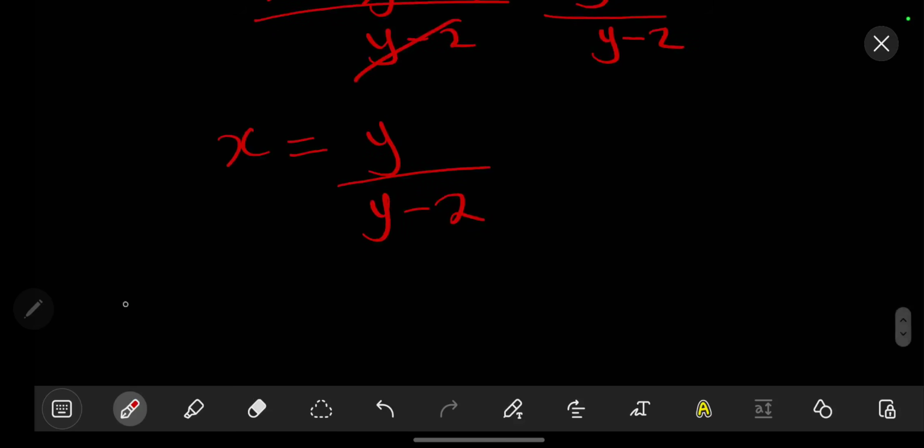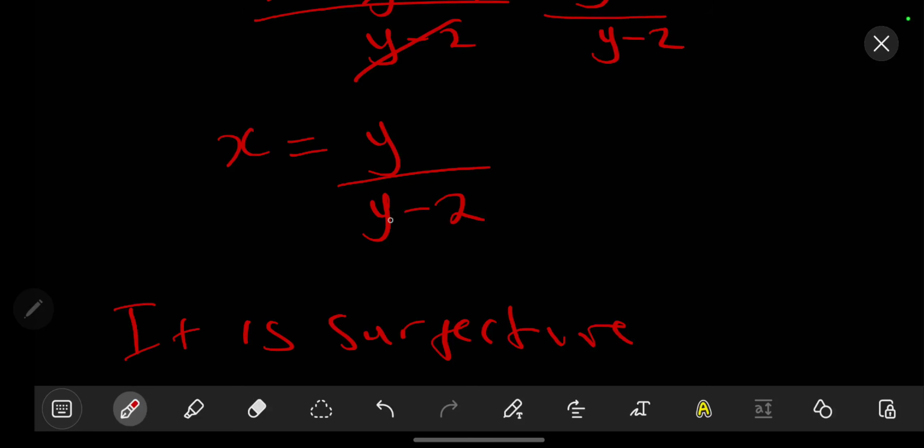So now you will begin to say it is surjective, meaning each value of y has got a value of x. The restriction is that y is not equal to 2, because that's the only value of y that cannot be produced by any x value. So surjective means for every value of y there is an x value that can produce it.